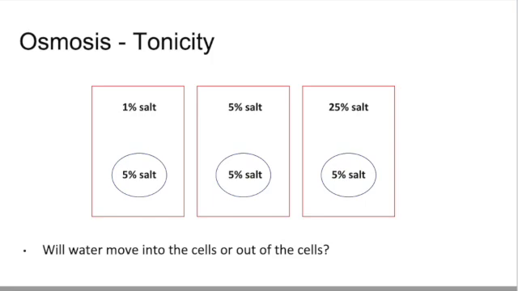5% salt, 1% salt, and so forth. So go ahead and draw 3 boxes. And then within those 3 boxes, 1 circle, all 5% salt. And outside here is 25. So draw exactly what I see here.